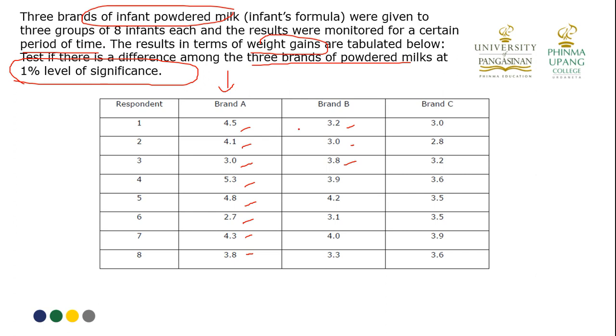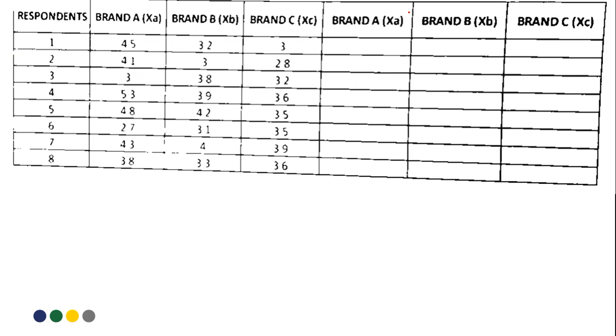Pero hindi pa yan sapat. Kasi pag sa research, kapag min lang yung kinuha mo, wala. Ayaw nilang tanggapin ng mga families natin. So, 8 po yung nag-respond. So, ngayon, gagawa tayo ng additional 3 columns. Yung brand A, yung brand B, at yung brand C. So, 4.5, 4.1, 3, 5.3, 4.8, 2.7, 4.3, 3.8, 3.2, 3.8, 3.9, 4.2, 3.1, 3.3, 2.8, 3.2, 3.6, 3.5, 3.5, 3.9, 3.6.